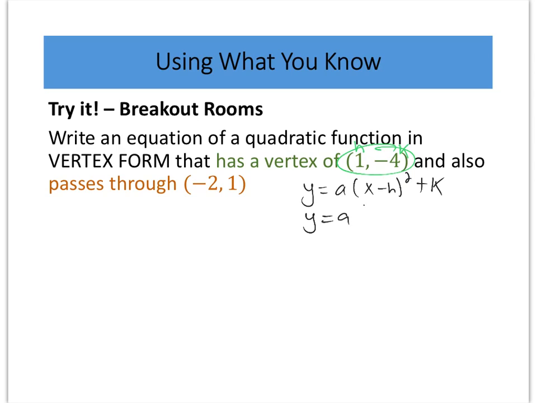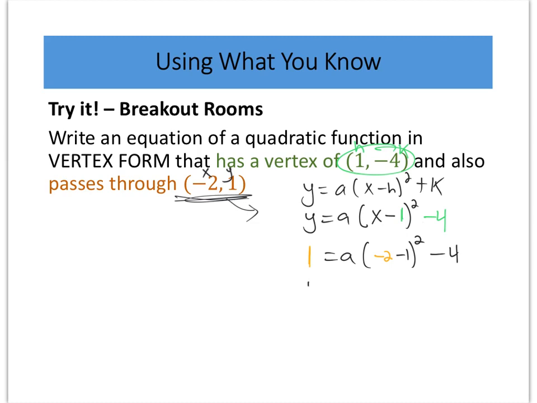So y equals a times x minus 1, because h is 1, squared plus k, and k is negative 4, so I guess we have to make that a negative 4 for k. And then I have another special point. It's negative 2 and 1, and we're going to put that in for the x value and the y value. So we really think here that 1 equals some value a times the x value, which is negative 2, minus 1, quantity squared, minus 4. So I'm just kind of copying everything else down.